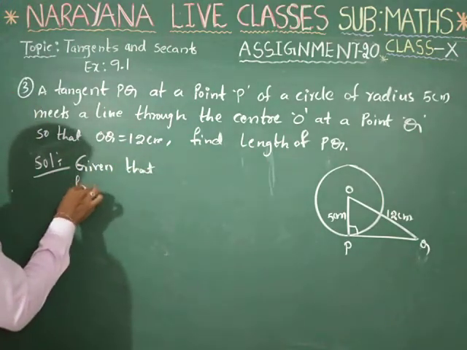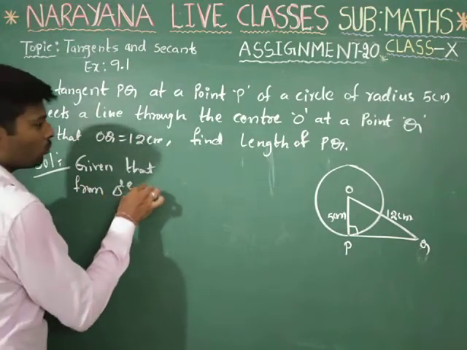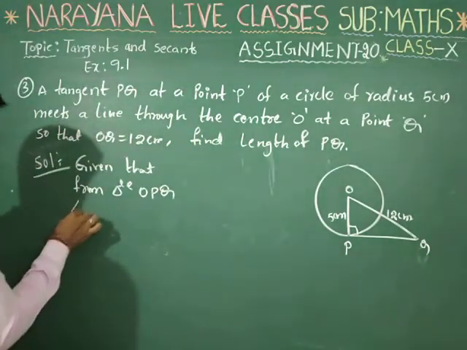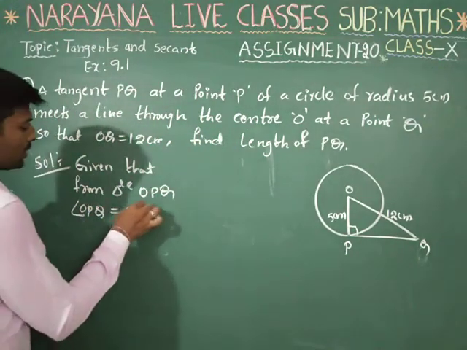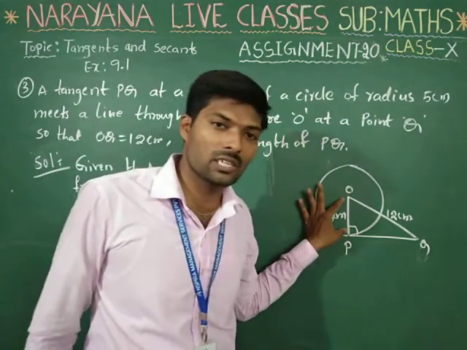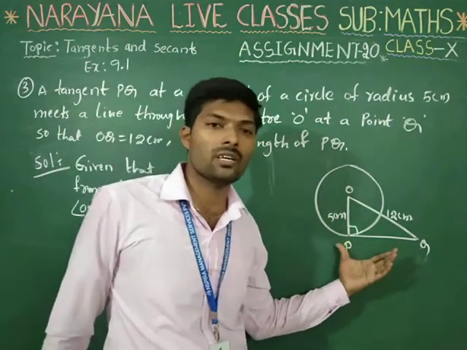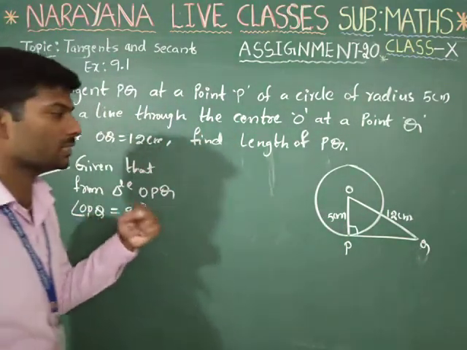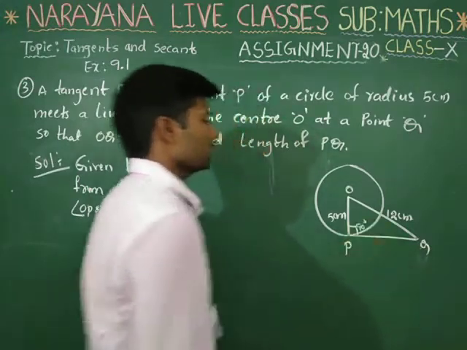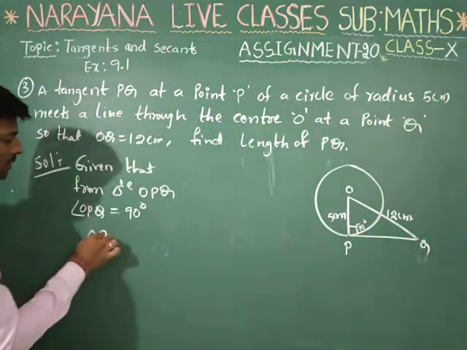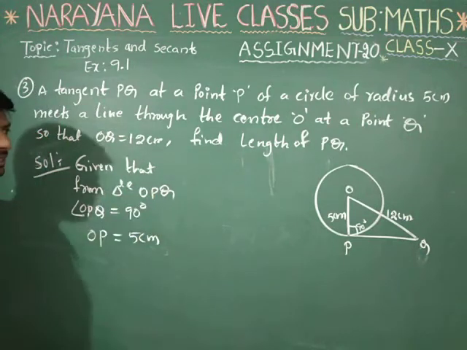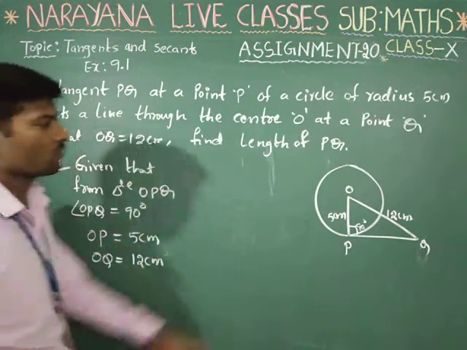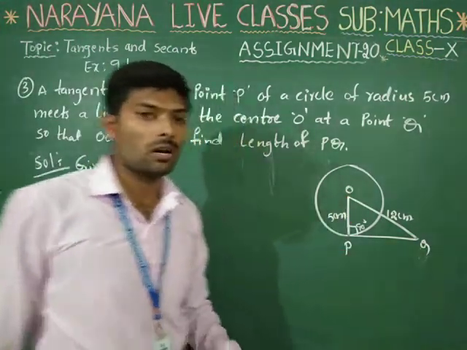From triangle OPQ, angle P is equal to how much? Angle OPQ can be taken as 90 degrees, because the radius of the circle is perpendicular to the tangent, so angle OPQ is 90 degrees. OP is given as 5 cm, which is the radius, and OQ is 12 cm. From right angle triangle OPQ, apply the Pythagoras theorem.